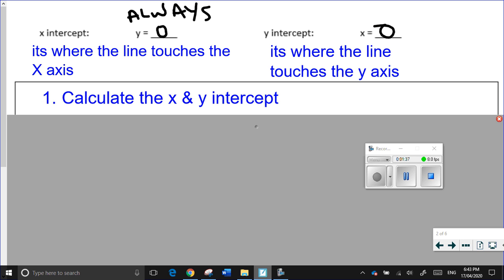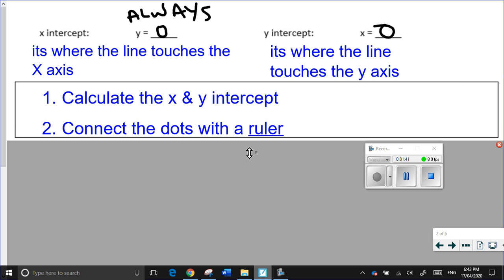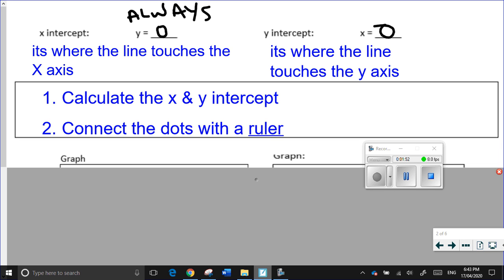So how do we graph? First, we're going to calculate the x and y intercepts, and then we're going to connect the dots with the ruler. As long as we have 2 points, we can make a line.